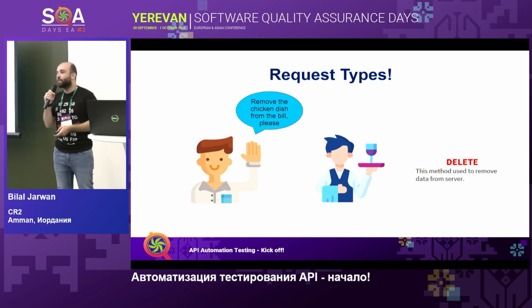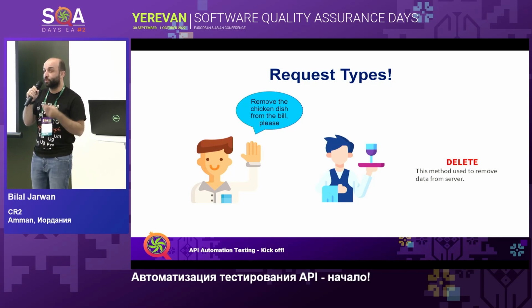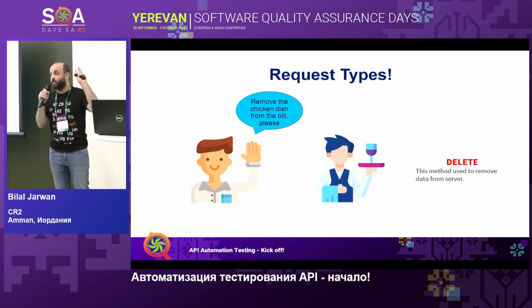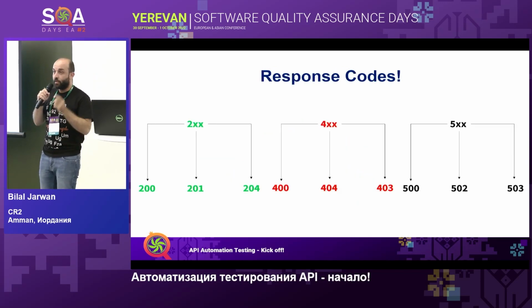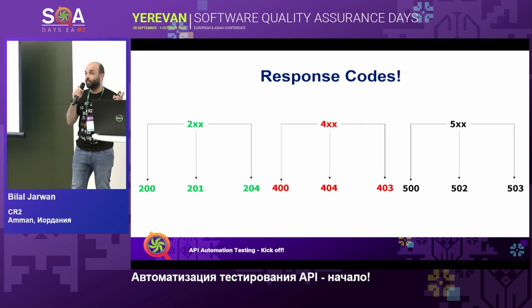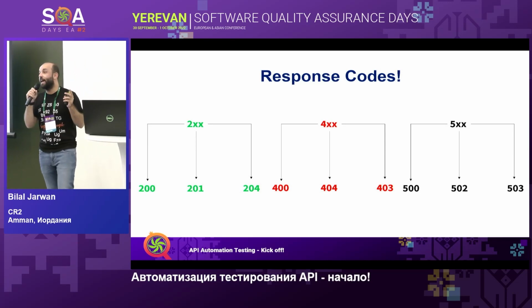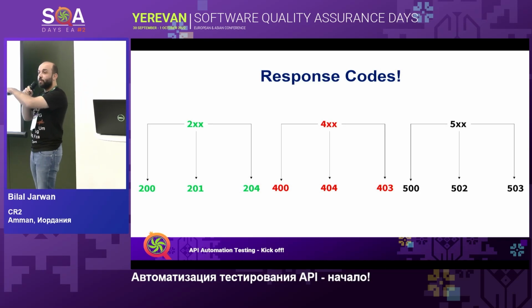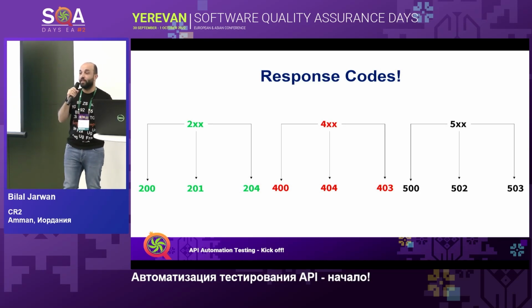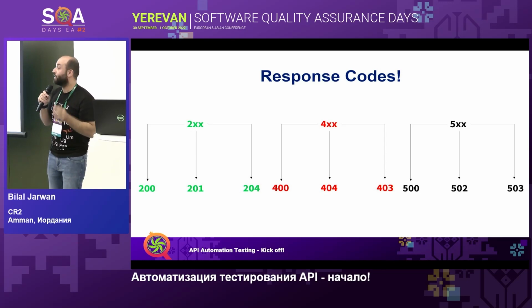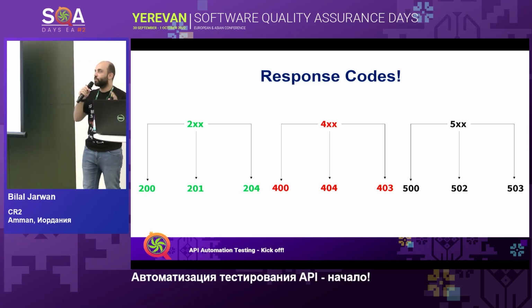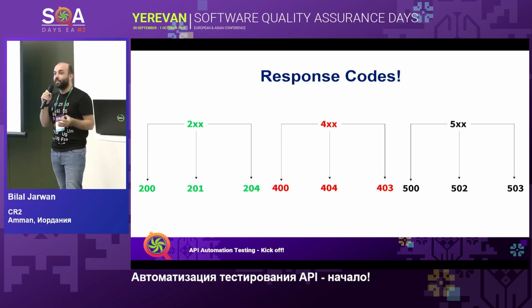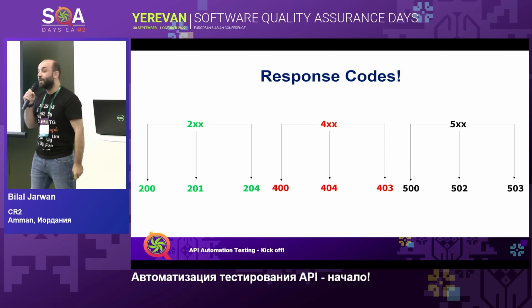If you request something, for sure you will get a response code, depending on your request. We have three main families in the response codes: the 200 family, the 400 family, and the 500 family. As you see, the main response codes from the 200 family are 200, 201, and 204. I think all of us know what 201 means: it means created. When we say 200, it's okay. And 204 means no content.